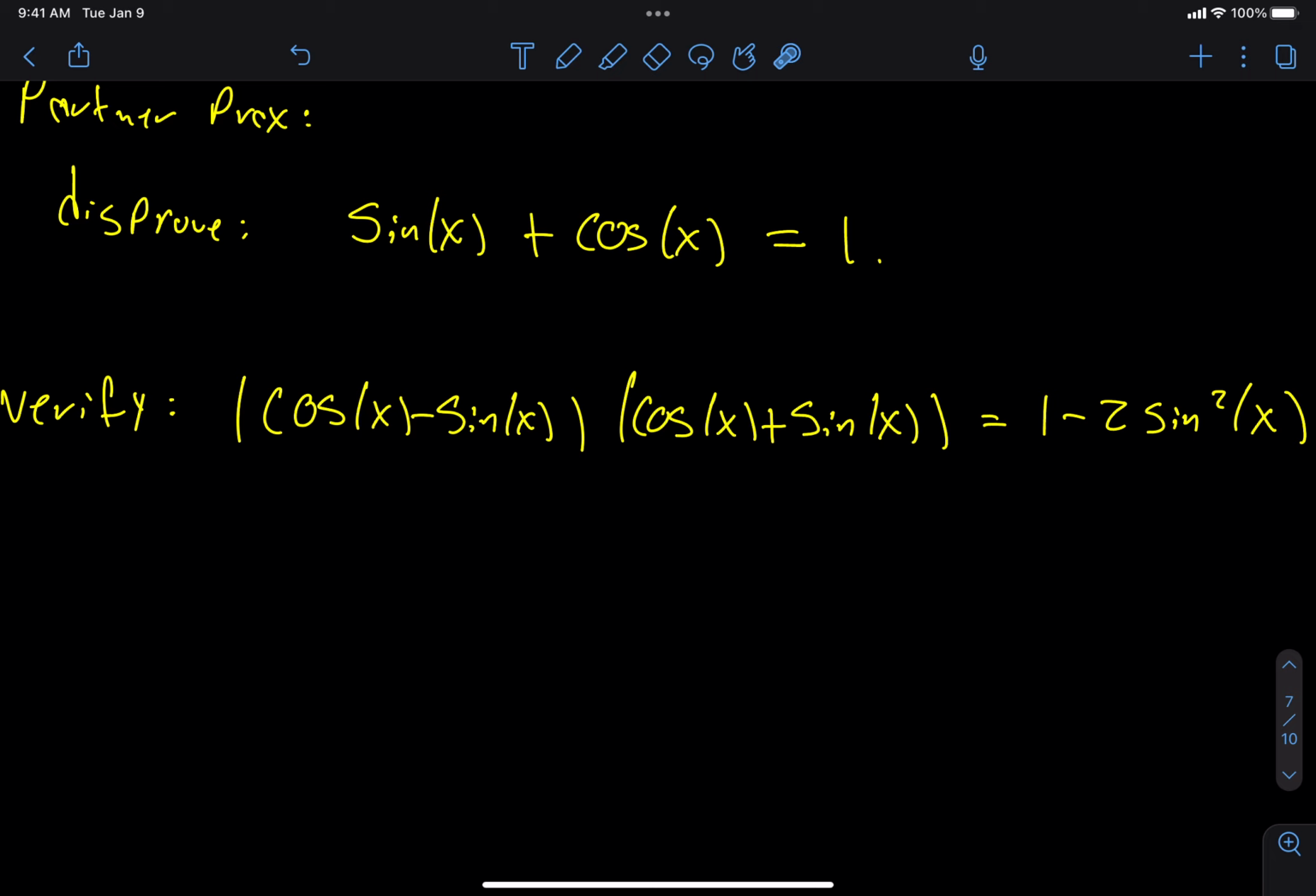Well, we do first times first, that's cosine times cosine. And then we do outside, cosine times sine, minus cosine times sine. And then the inside, we're going to get minus sine times cosine, minus cosine. So these ones can be out here, and then one of them cancels.